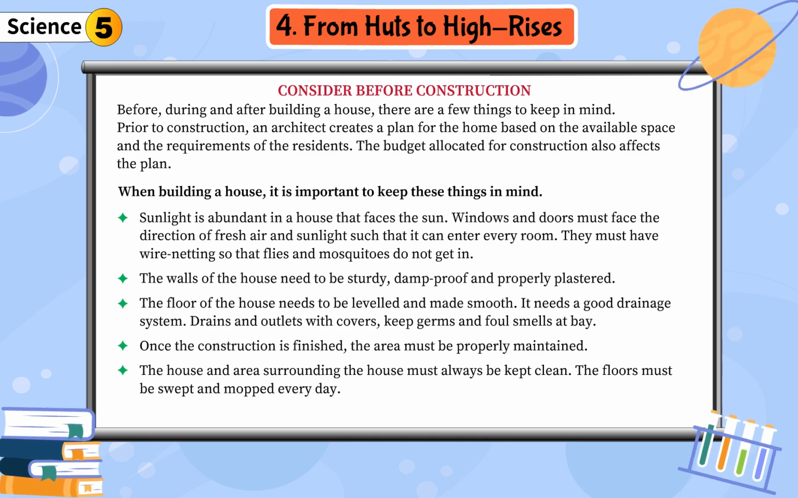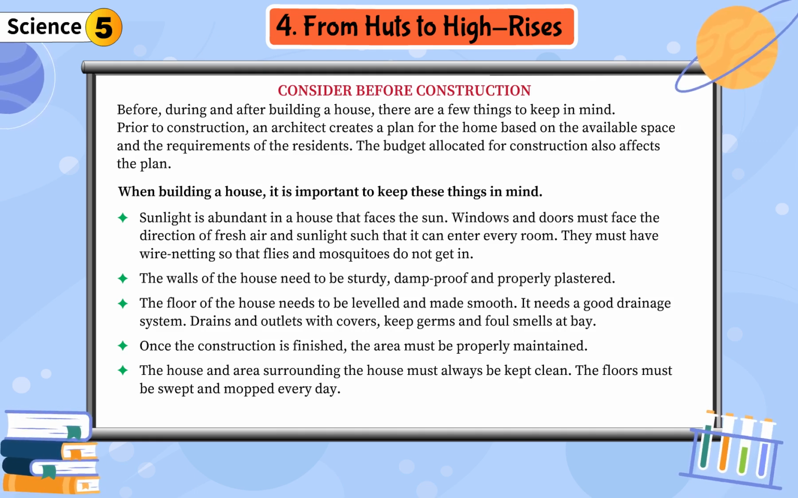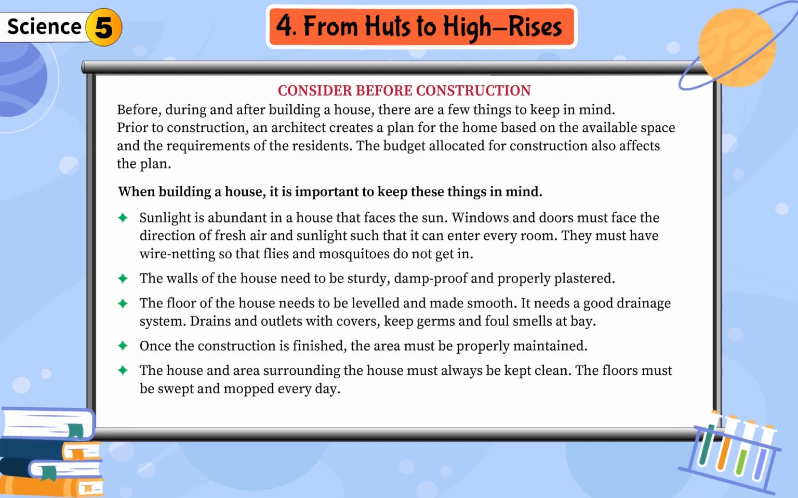Sunlight is abundant in a house that faces the sun. Windows and doors must face the direction of fresh air and sunlight such that it can enter every room. They must have wire netting so that flies and mosquitoes do not get in. The walls of the house need to be sturdy, damp-proof and properly plastered. The floor of the house needs to be leveled and made smooth.